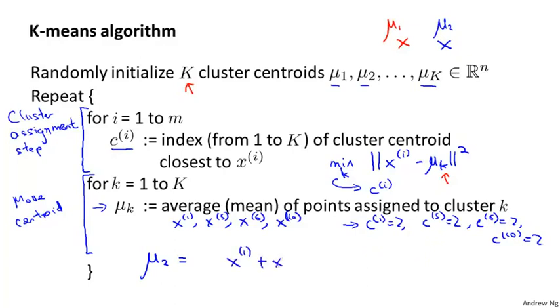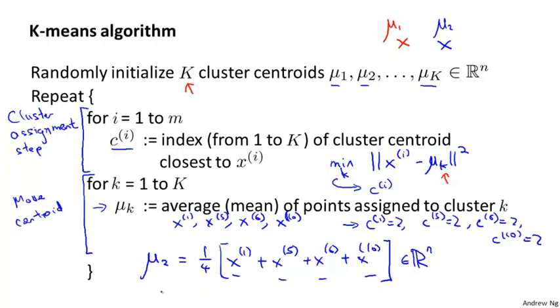So I'm going to take x1 plus x5 plus x6 plus x10, and then I'm going to average them. Here I have 4 points assigned to this cluster centroid, so I'm just taking 1/4 of that. Now mu2 is going to be an n-dimensional vector, because each of these examples, x1, x5, x6, x10, were n-dimensional vectors. When I add up these things and divide by 4, because I have 4 points assigned to this cluster centroid, I end up with my move centroid step for my cluster centroid mu2, and this has the effect of moving mu2 to be the average of those 4 points listed here.